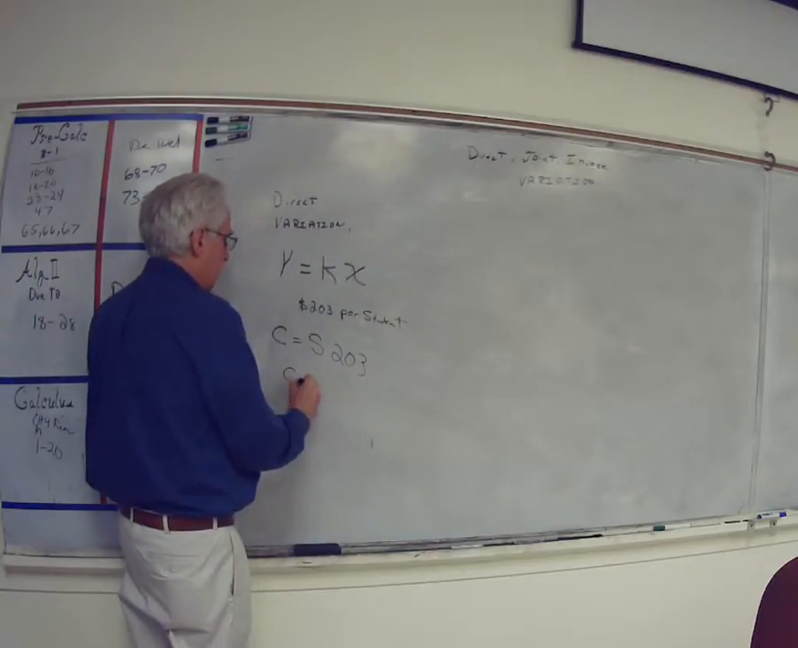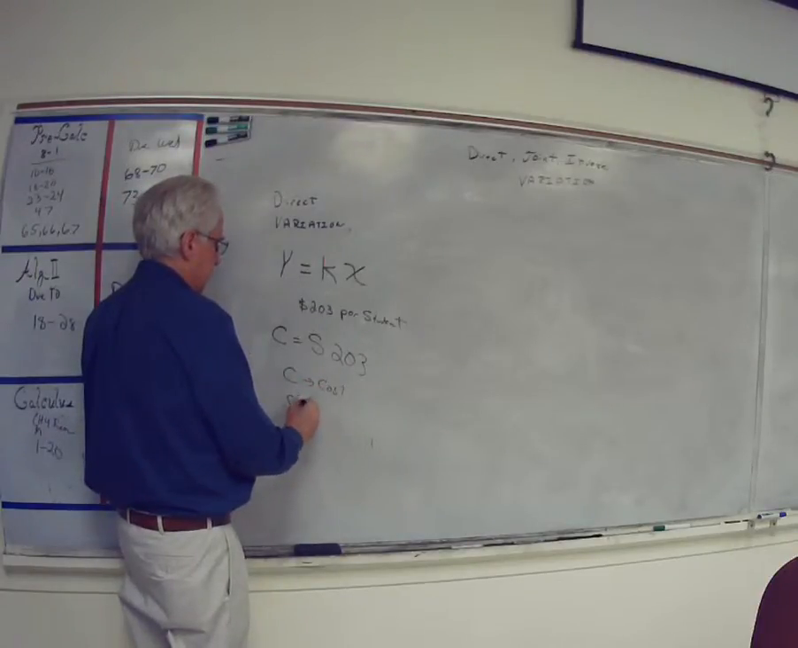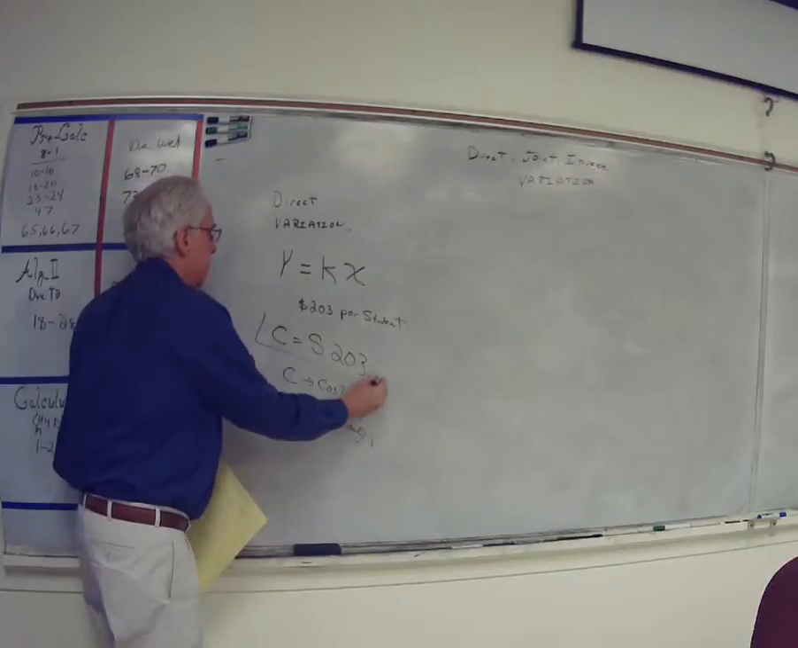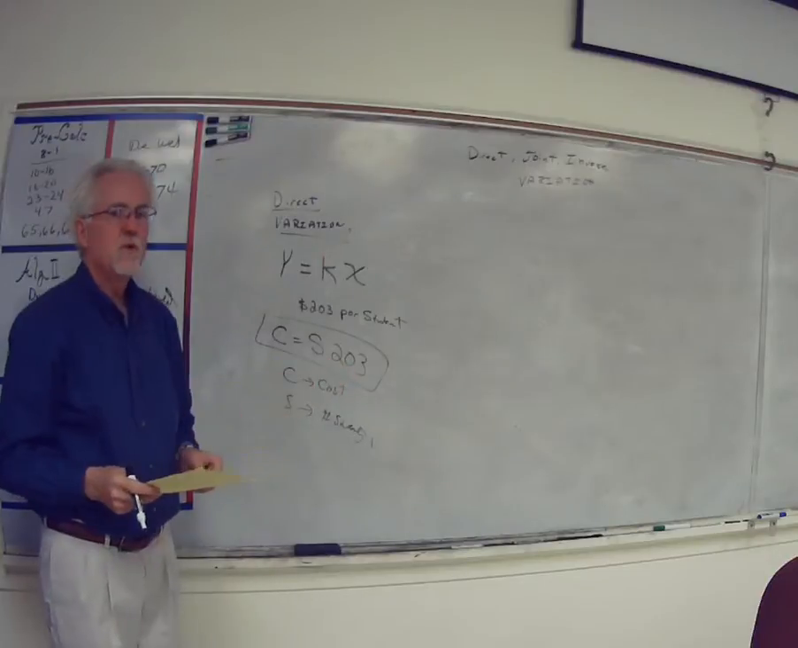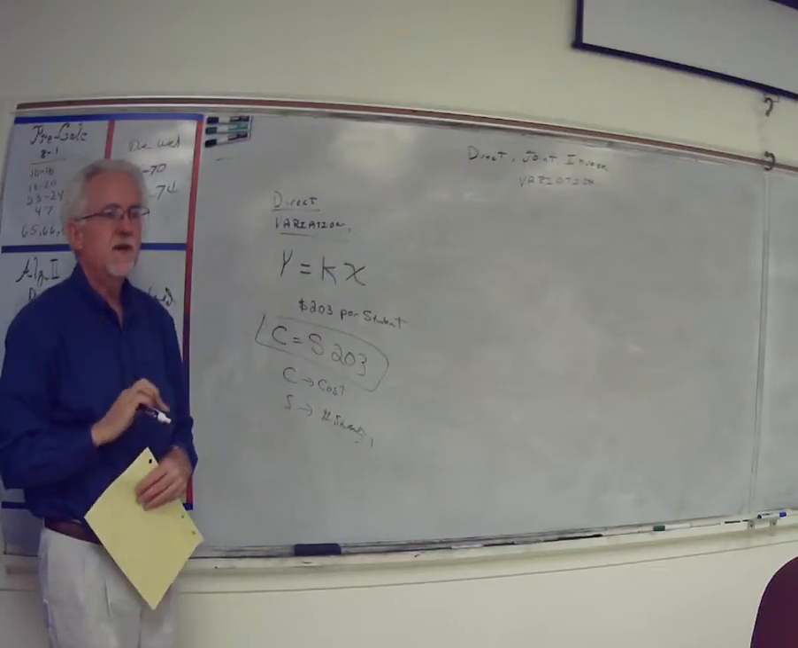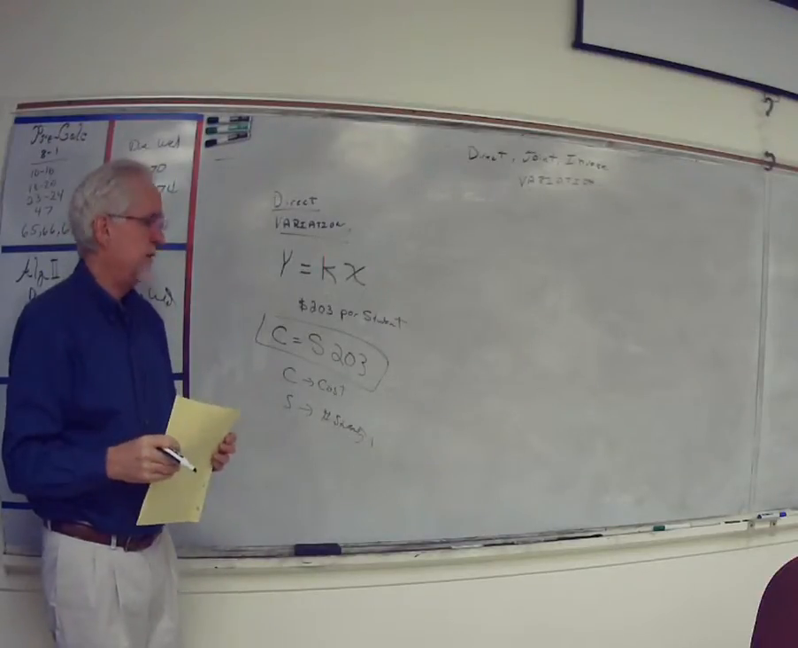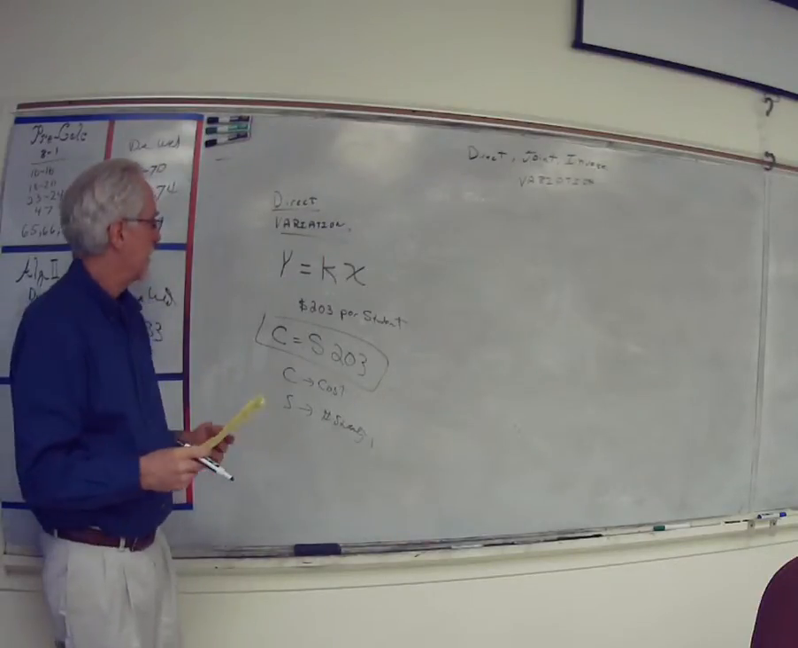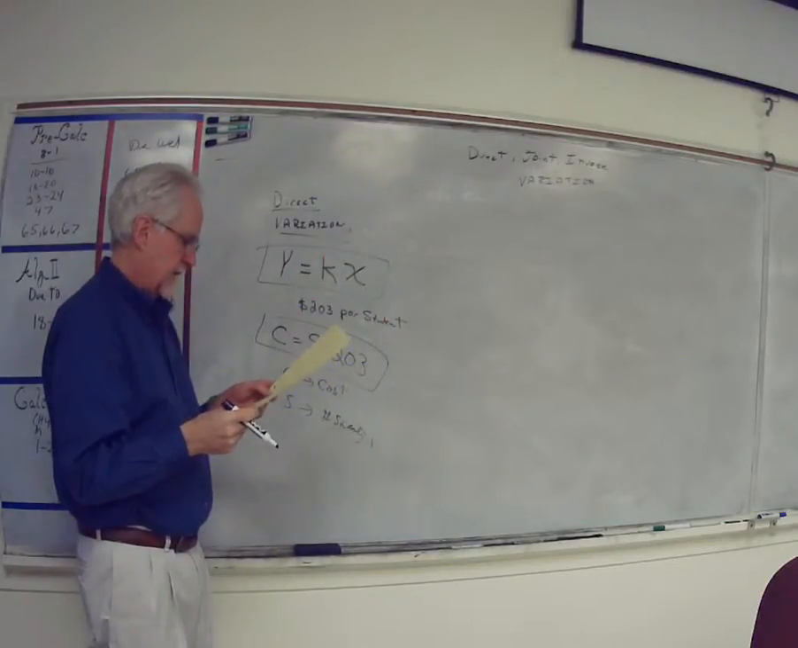But just to make sure everyone understands, what is C? Cost. The cost. Okay. And what is S? Students. The number of students. Okay. So this is a direct variation. Now, if C is S times 203, what is the independent variable, Kelsey? S. And Josie, what is the dependent variable? C. This is easy or hard? Okay, so a direct variation is y is equal to k times x.